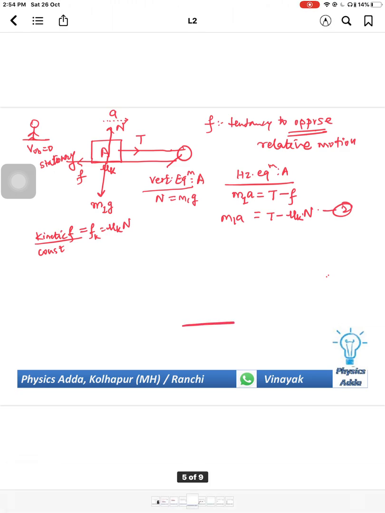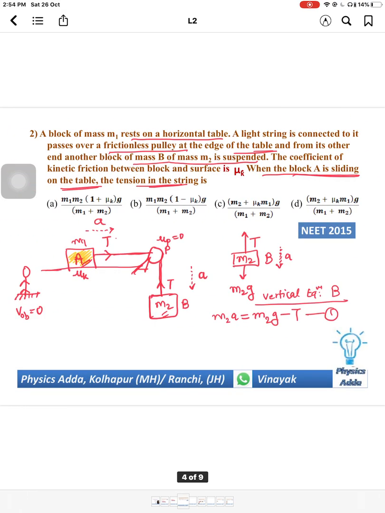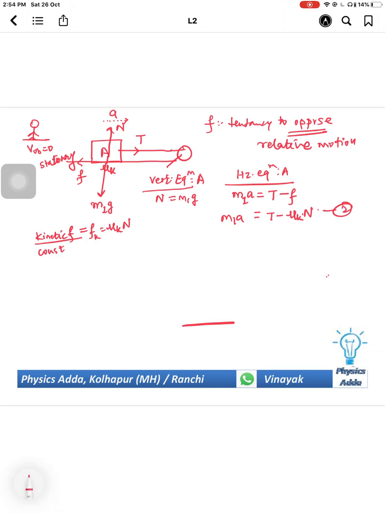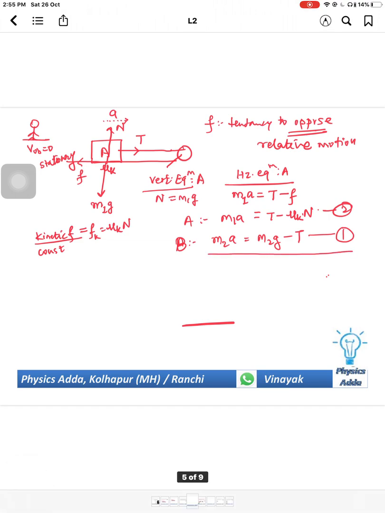What is equation number 1? Equation number 1 is m2a is equal to m2g minus T. This is equation number 1 we have got for block B, and this is for block A. If I add both equations, equation 1 plus equation 2, I get (m1 plus m2) a is equal to, the T gets cancelled, m2g minus mu k into N.